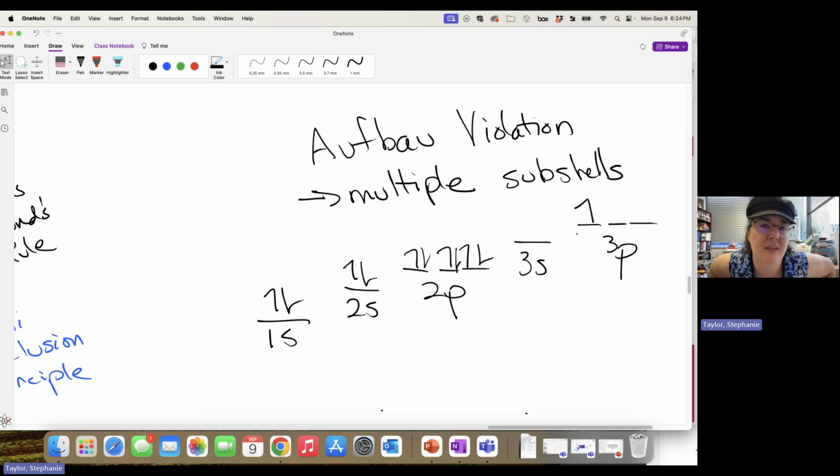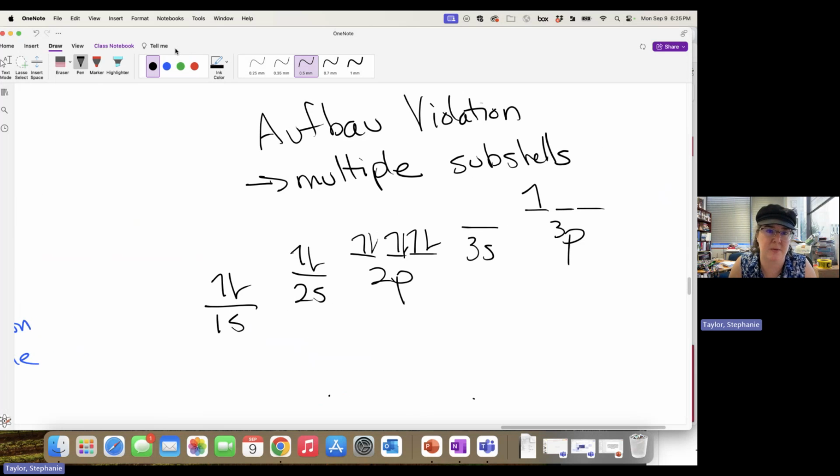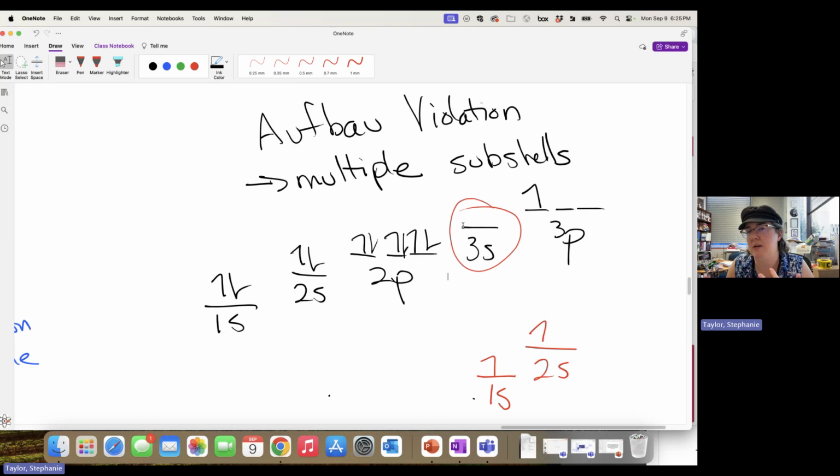So anything that does not completely fill something is a violation. That's why my previous example just had 1s and 2s, because essentially I didn't completely fill something before I moved on. I had it half filled. In this case, I just completely skipped something. Anytime we are not completely filling a subshell before we move on to the next thing, it's an Aufbau violation.